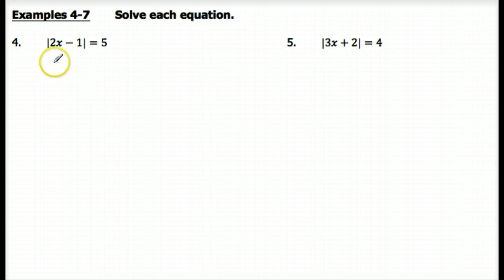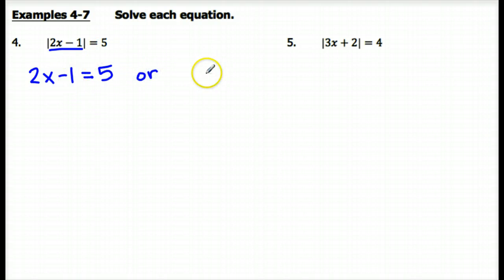For number 4, we have the absolute value of 2x minus 1 is equal to 5. For this equation, I know two things. I know that this expression inside my absolute value bars, this 2x minus 1, can be equal to one of two things. It can be equal to positive 5, because positive 5 is 5 away from 0 on the number line, or that expression 2x minus 1 could also be equal to negative 5, because negative 5 is also 5 away from 0 on the number line.